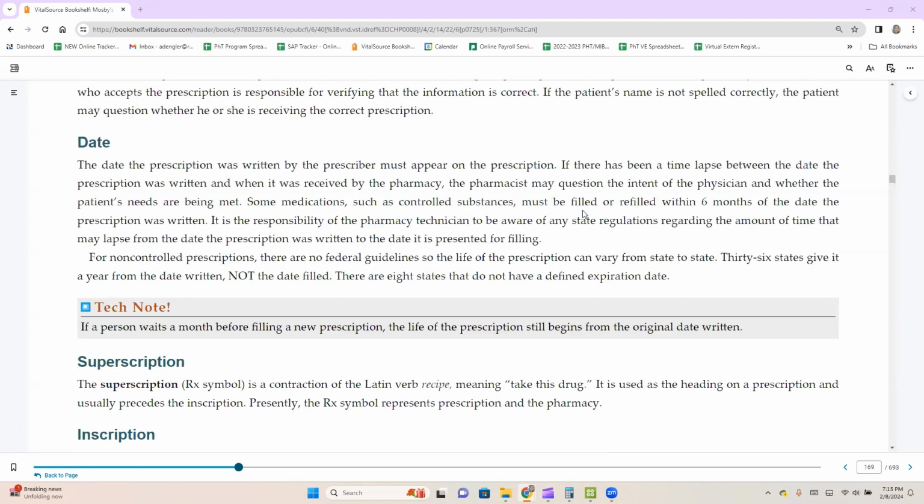The date the prescription was written by the prescriber must appear on the prescription. If there has been a time lapse between the date the prescription was written and when it was received by the pharmacy, the pharmacist may question the intent of the physician and whether the patient's needs are being met. Some medications, such as controlled substances, must be filled or refilled within 6 months of the date the prescription was written. It is the responsibility of the pharmacy technician to be aware of any state regulations regarding the amount of time that may lapse from the date the prescription was written to the date it is presented for filling.